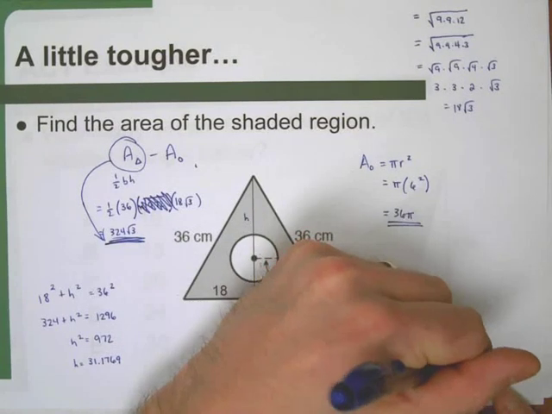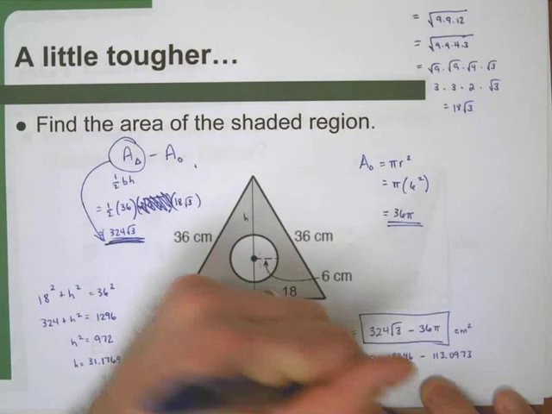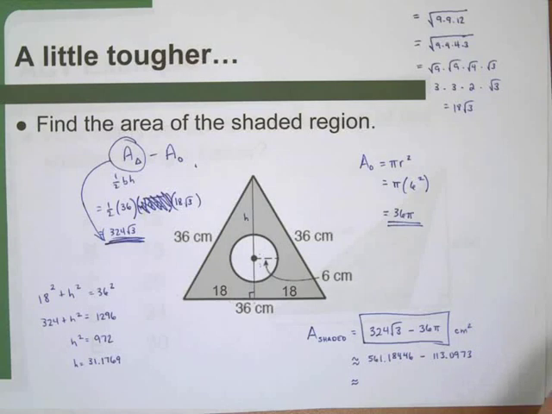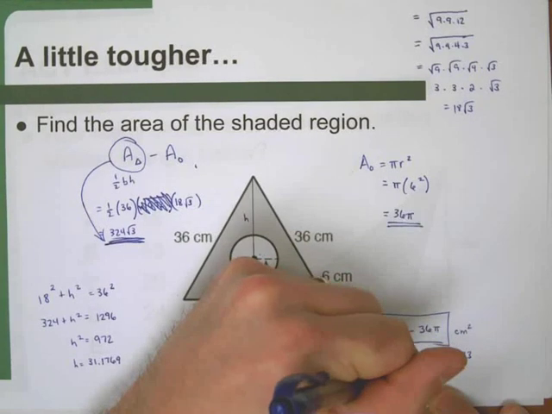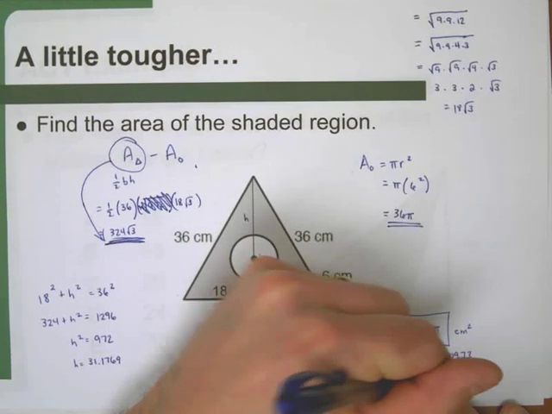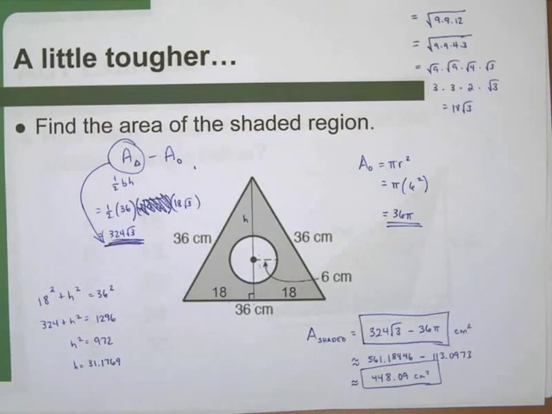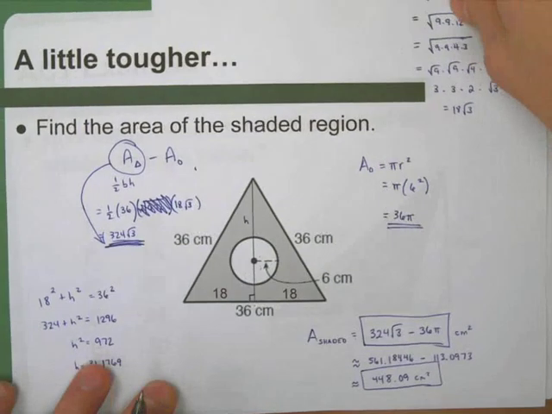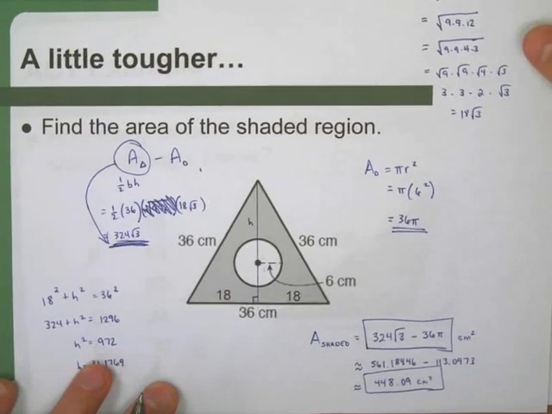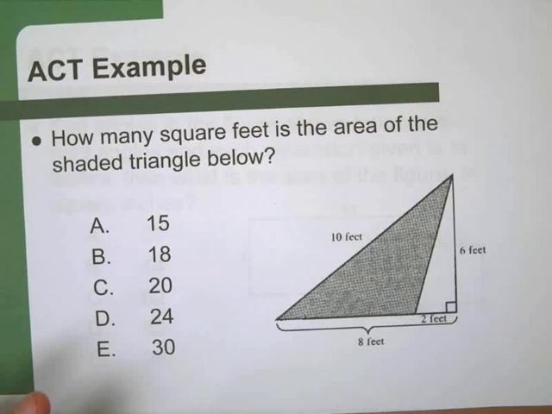which is about 113.0973. It's about 59, almost done. It's about 448.09 square centimeters. So there would be an approximation. A lot tougher, right? It took me 6 minutes just to get through that problem and 5 minutes to go through all of the examples in the previous video.